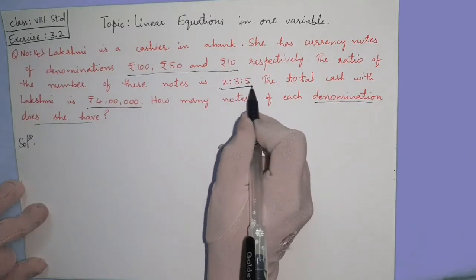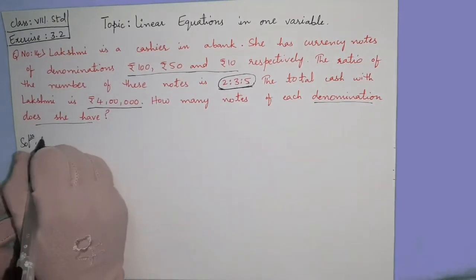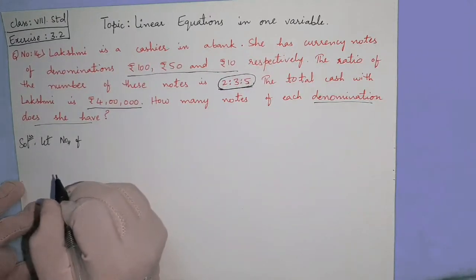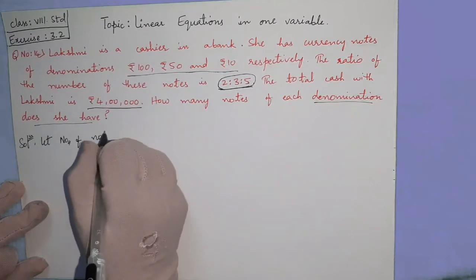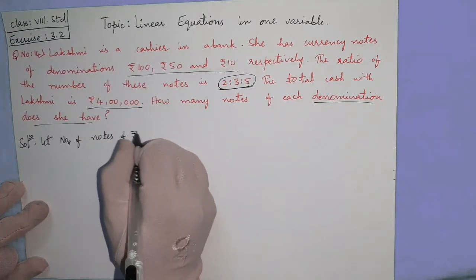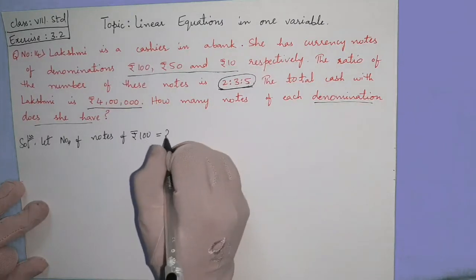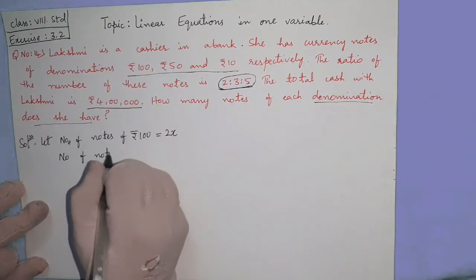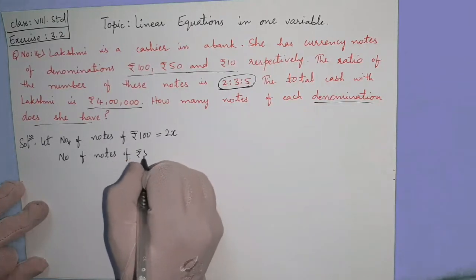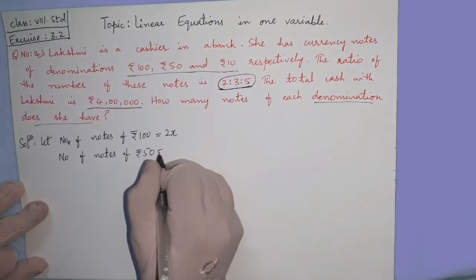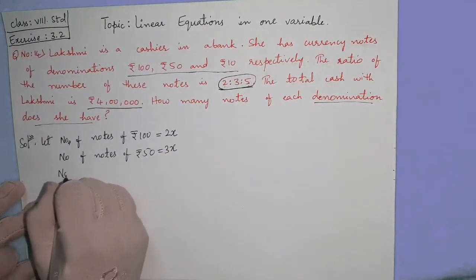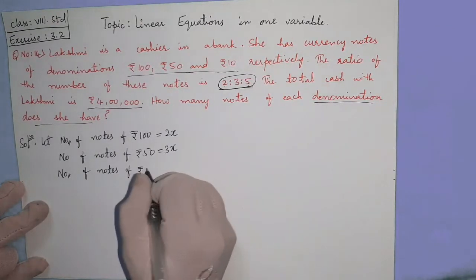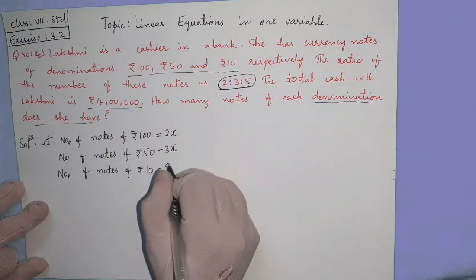Here it is given 2 is to 3 is to 5. So let the number of notes of rupees 100, so 100 rupee notes are nothing but 2x. Number of notes of rupees 50, 100 का 2x, 50 का it will be 3x and the number of notes of rupees 10 will be 5x.